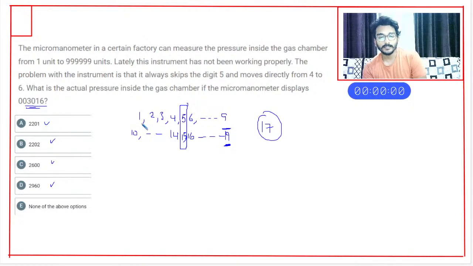So that's why there are 4 options. We have to find basically how many times 5 is repeating till 3016. That is the crux of this question. We have to find the number of digits in which 5 is repeated at least one time. So let's just find it out. Okay, let's start.